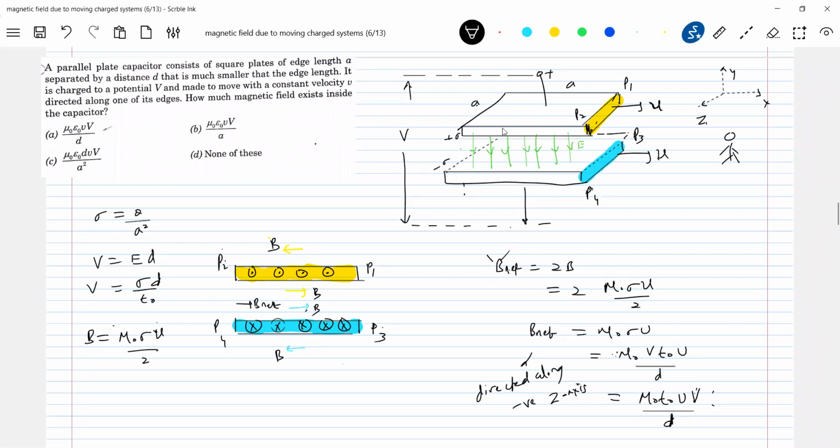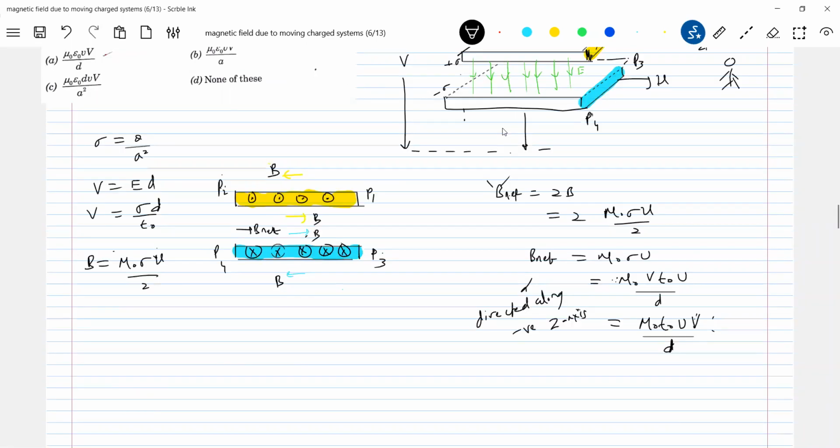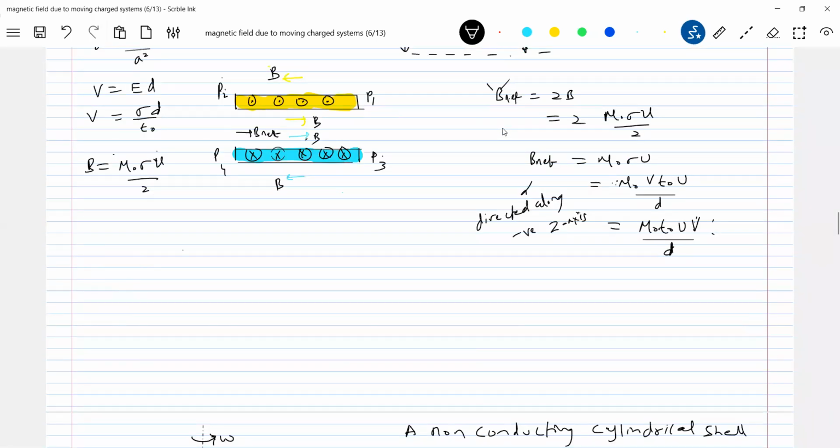Okay, plates now. Plates moved in different directions. Try to think. I just took some cases. If the plates are moved with different velocities in different directions, then the resultant field at a point. Even there can be a question like this.